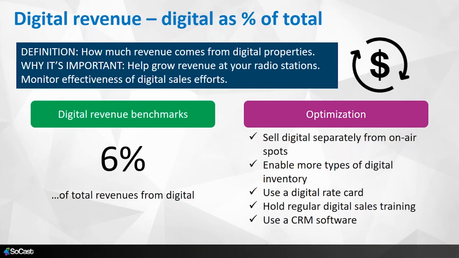Additionally, you want to hold regular digital sales training to ensure that your salespeople are up to speed on every new type of digital inventory and how to present it to your radio partners in an enticing way. And finally, it's always great to use a CRM software that will allow you to track your deals in your pipeline and organize your sales activity. This will help make your sales process far more efficient.